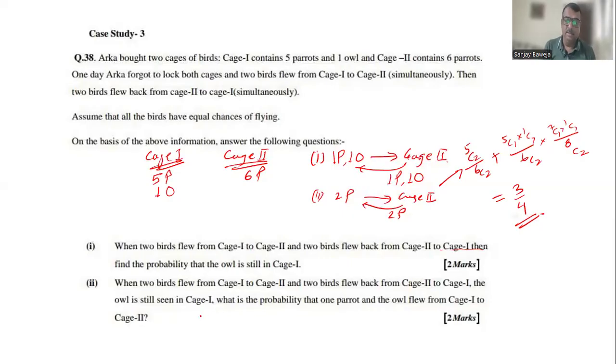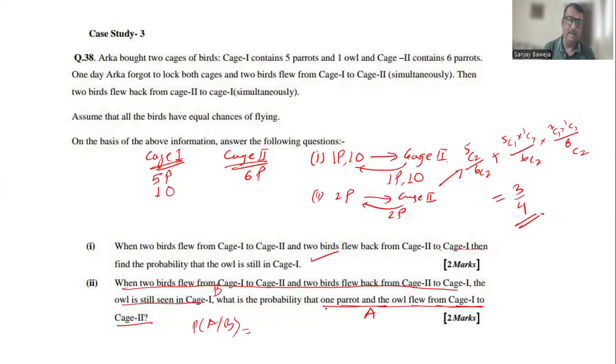Correct? So in the second part of the question, we assume this to be A. It can be taken as a question of conditional probability. One parrot and one owl flew from cage 1 to cage 2. So let this event be A and this whole event be B. B you have found in the first case, you can see. Correct? So we have to find A given B.